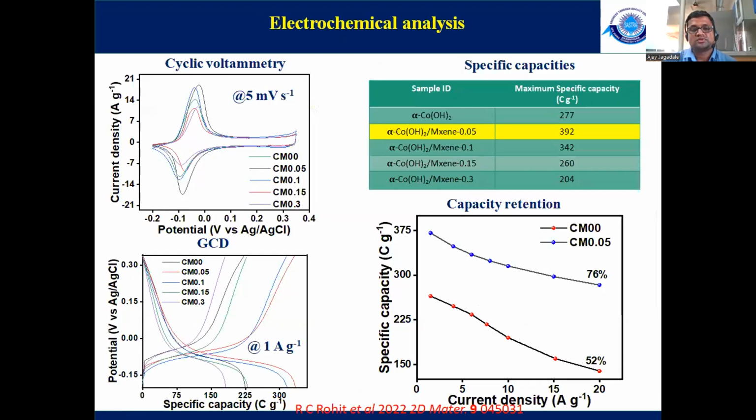Okay, so in order to understand its capacitive behavior, we studied its cyclic voltammetry and galvanostatic charge discharge curves. And from cyclic voltammetry, we estimated values of specific capacity, and we got the maximum value of specific capacity for alpha cobalt hydroxide which was modified with 0.05 milligrams.